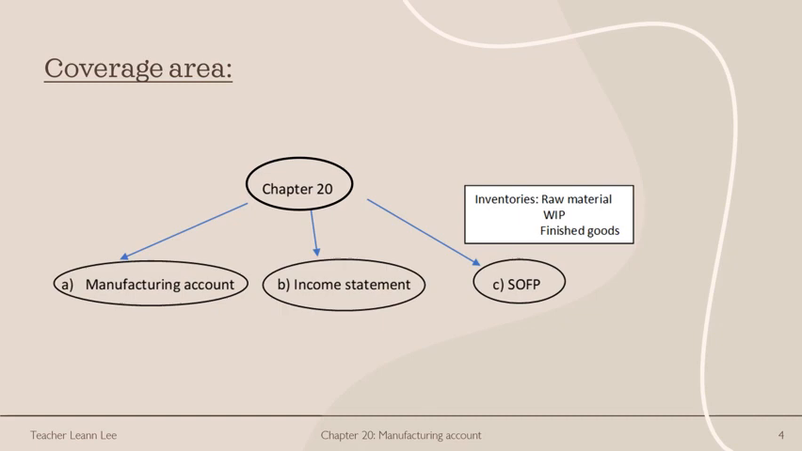There are some notes you need to take care of here: what is work in progress, what is raw material, and what are finished goods. All this I will explain in the next slide. Did you see the inventory here? The inventory that I recorded in the SOFP will be categorized into three different types of inventory.